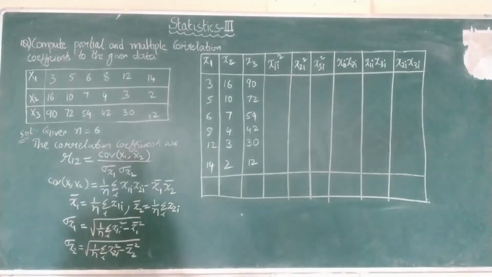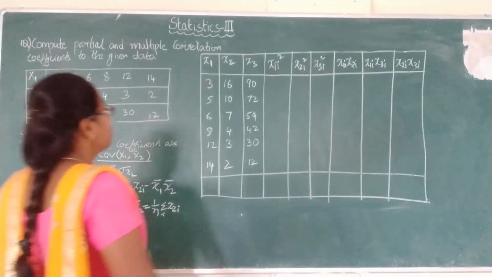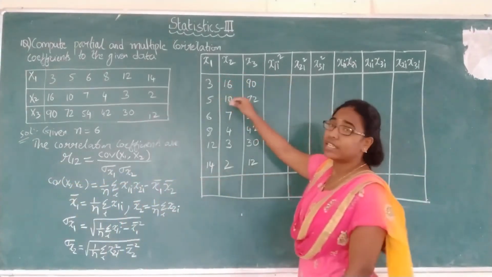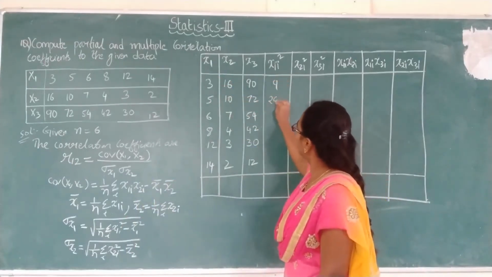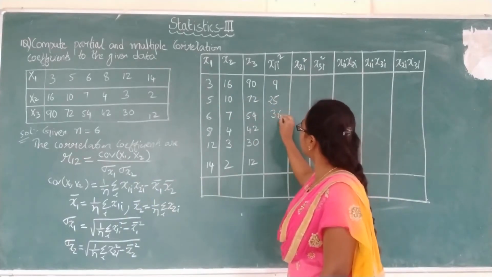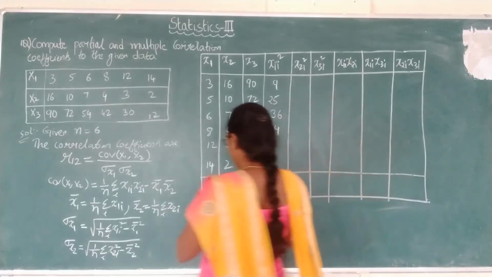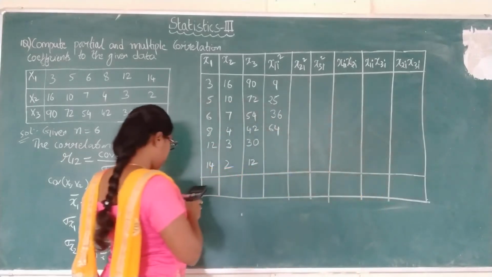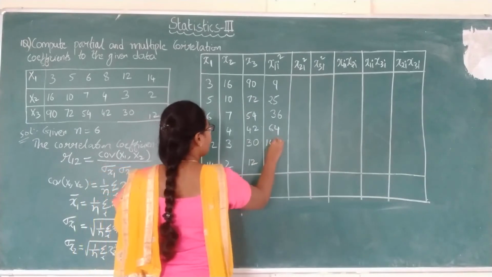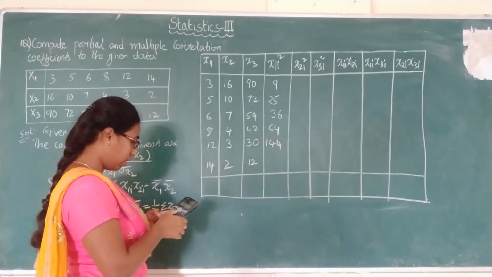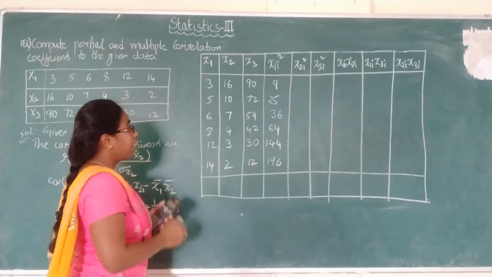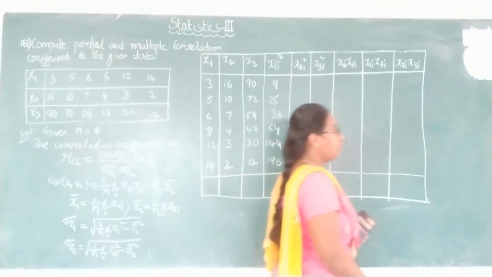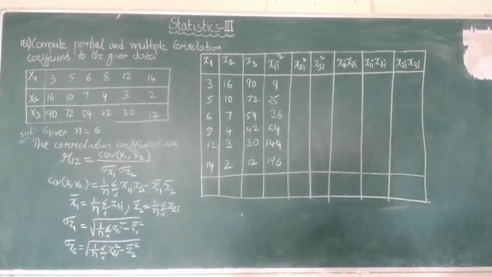Next we are finding the squares for this. So first x1 square, that is 3 square 9, 5 square 25, 6 square 36, 8 square 64, 12 square 144, next 14 square 196.